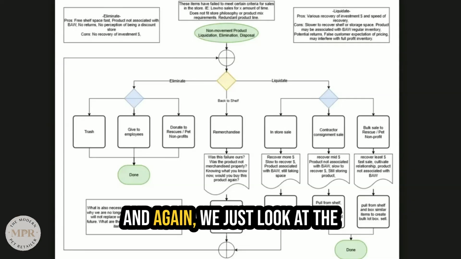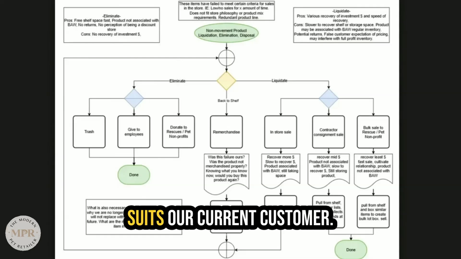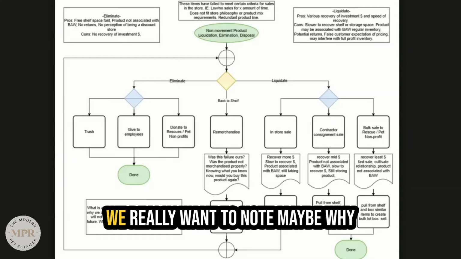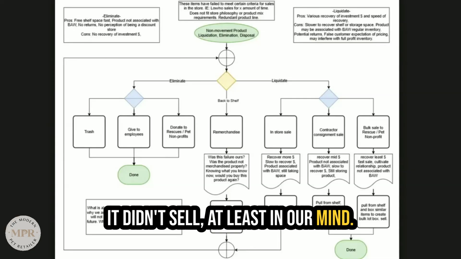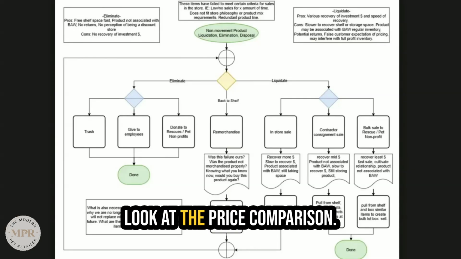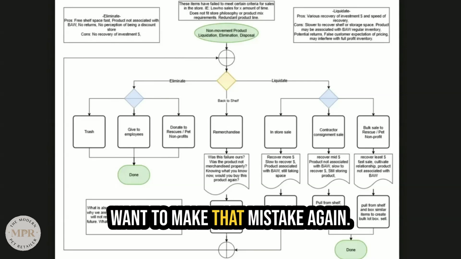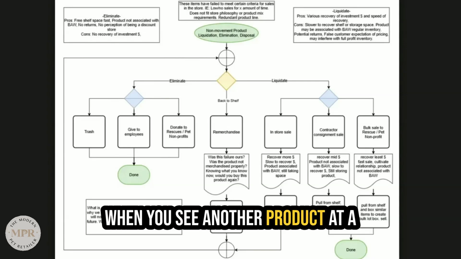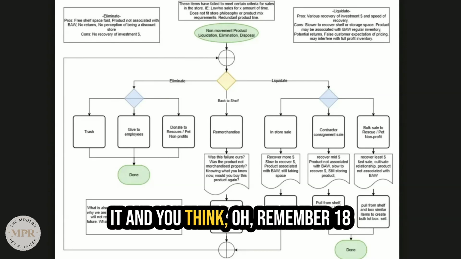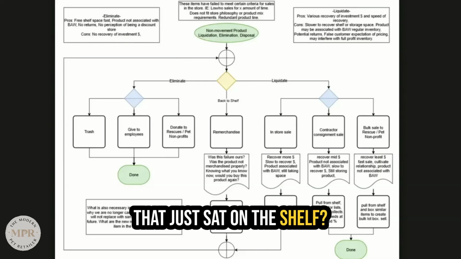And again, we just look at the reason and how the product suits our current customer. We really want to note maybe why it didn't sell, at least in our mind. Look how it compares to the other products on the shelf. Look at the packaging, look at the price comparison. And you do this because you don't want to make that mistake again. When you see another product at a show and you're super excited about it, you think, oh, remember 18 months ago, we had this product that just sat on the shelf?